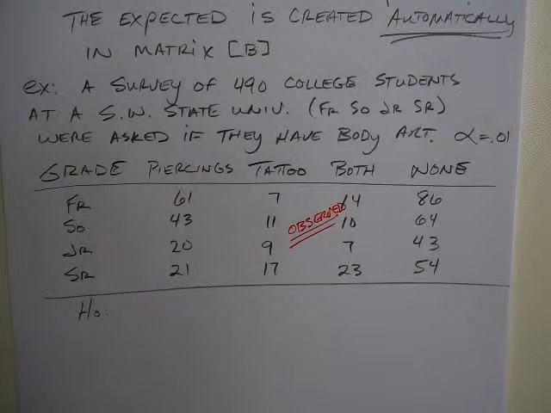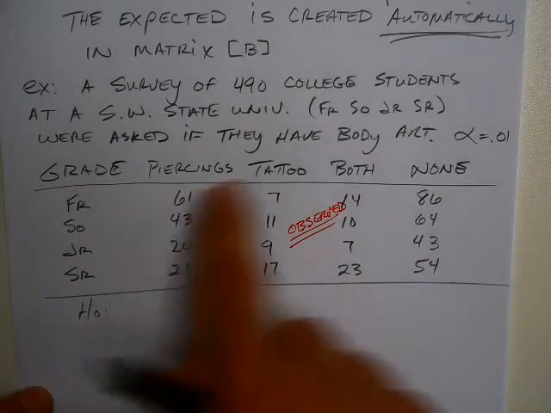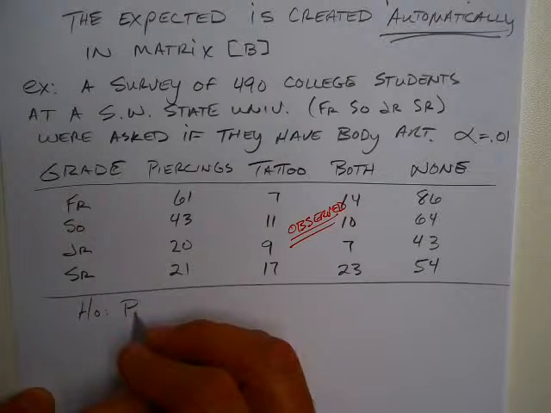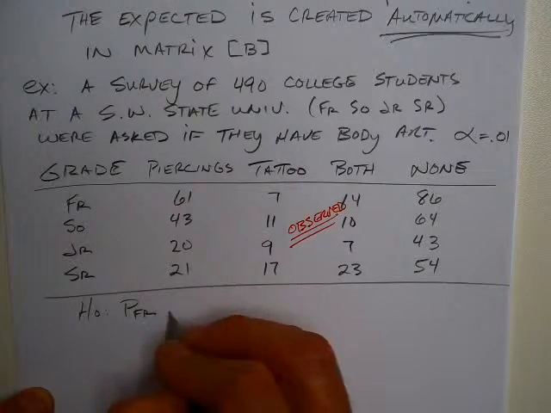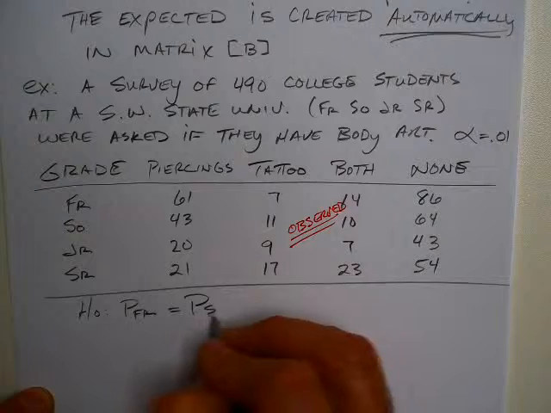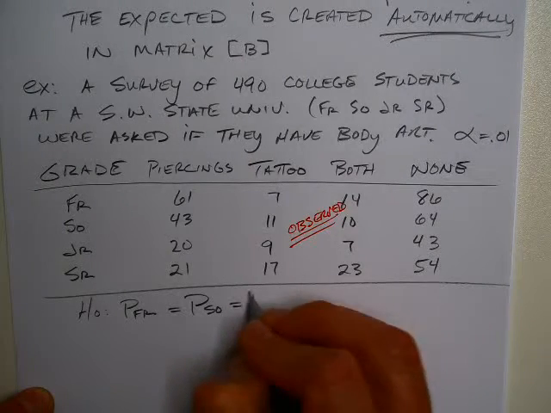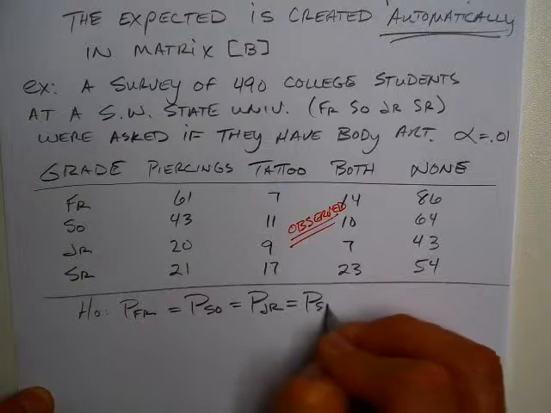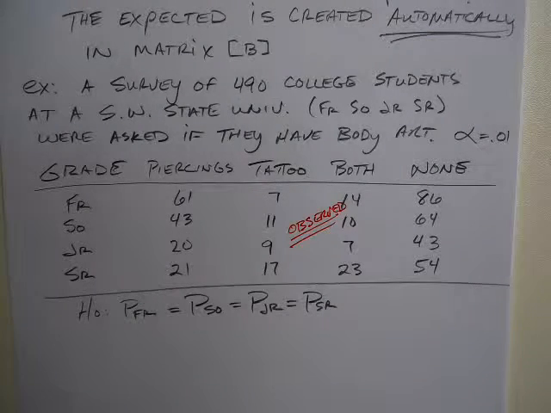We're going to write it a little differently. In this case, we're going to take it as a proportion problem because it would be piercings out of total and so forth. So we're going to say proportion of freshmen equals the proportion of sophomores equals the proportion of juniors equals the proportion of seniors. Isn't that pretty much just saying they're all the same? I think if you wrote that our proportions are all the same, then you'd be in good shape.